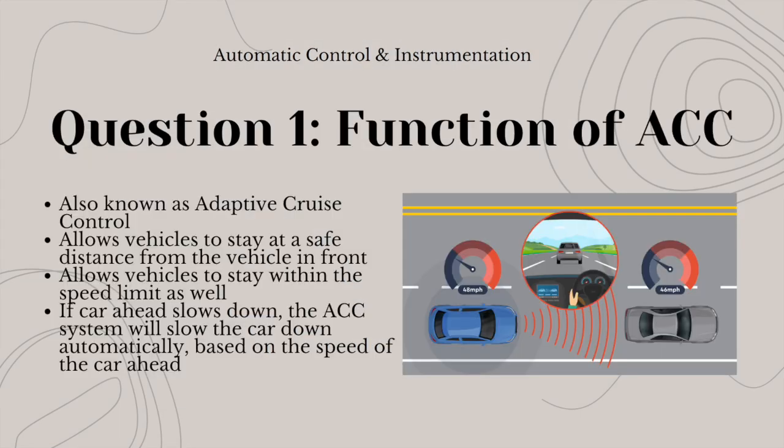So, what is an ACC? ACC, also known as Adaptive Cruise Control, is a system that allows a vehicle to maintain a safe distance away from the vehicle in front, all whilst keeping the car below the set speed limit without input from the driver. That is to say, if the car ahead of you slows down, the ACC system will slow your car down based on the speed of the car ahead.